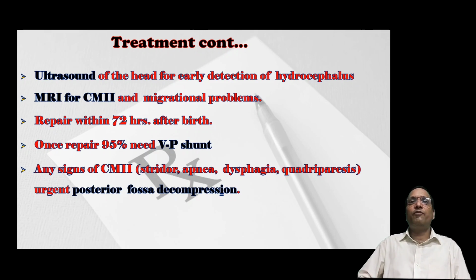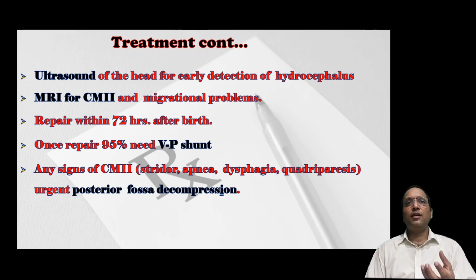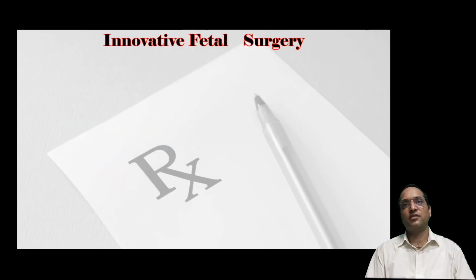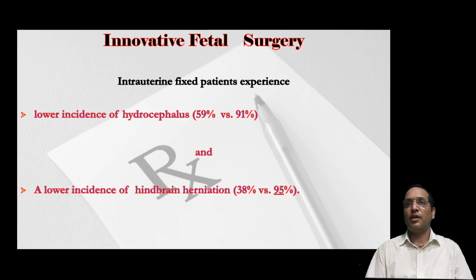The neural tube defect should be repaired within 72 hours after birth. When the repair is done, 95% need ventriculoperitoneal shunting. Any signs of Arnold-Chiari malformation? There may be stridor, apnea, dysphagia or quadriparesis, and then there is urgent requirement of posterior fossa decompression. And a ray of hope is now in our hands.